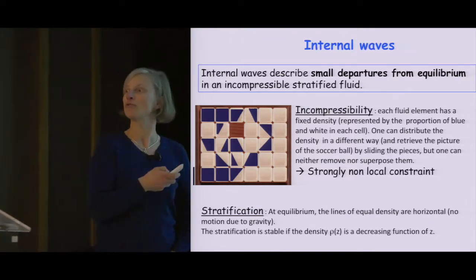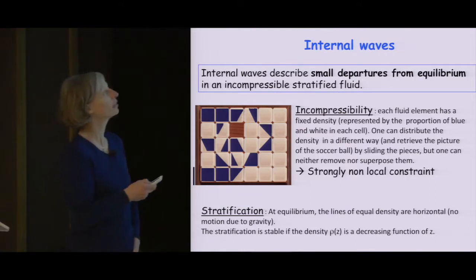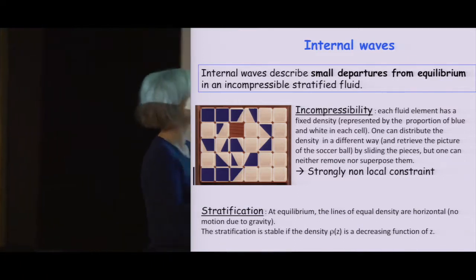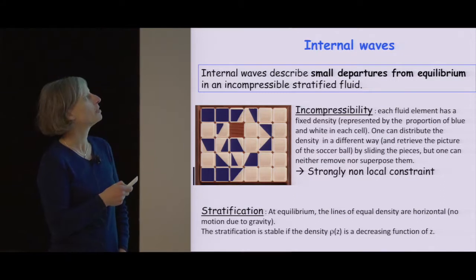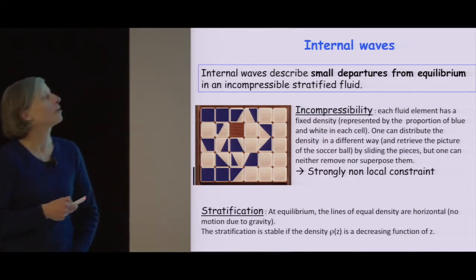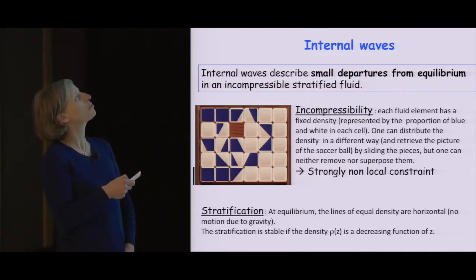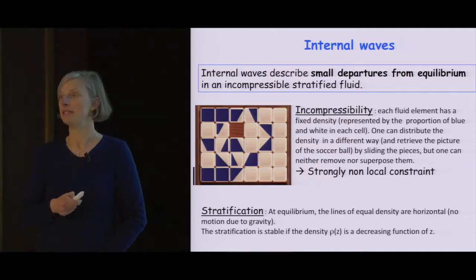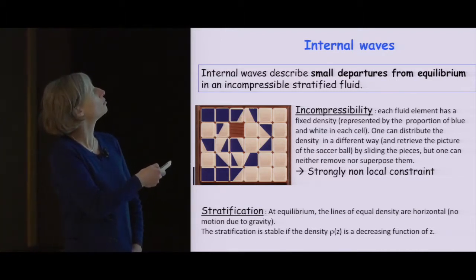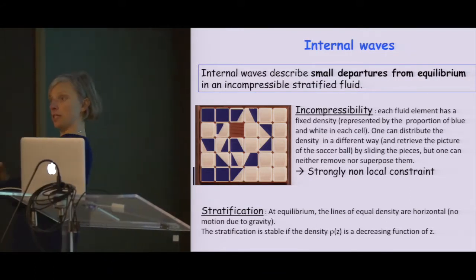Here I try to explain very roughly what it means to be incompressible and to be stratified. Of course it would be shorter to just write the equation divergence of u is equal to zero, but now I will try to explain a little bit the intuition behind this incompressibility constraint. So here I have this representation of the fluid, and in this incompressible fluid, each fluid element, which is represented here by one cell, has a fixed density. So the density is not homogeneous. You see that the proportion of blue and white is different in each cell, but each cell has its own density, and it will move with its own density.